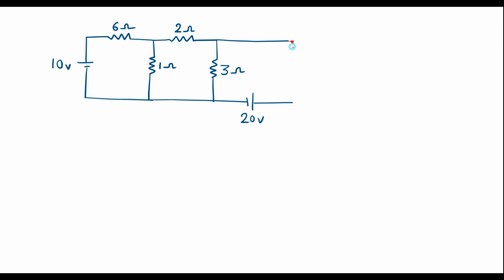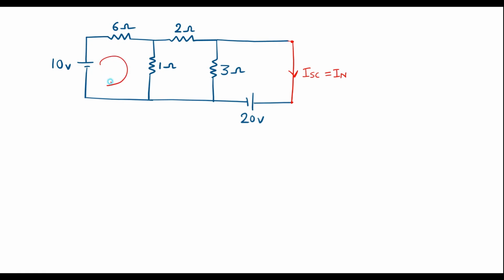Now we need to short these two terminals. When we short these two terminals, current will start flowing in this short circuit. This current is known as ISC, that is short circuit current, or it is also known as Norton's current. So first we need to calculate Norton's current. I will find this current using loop analysis.